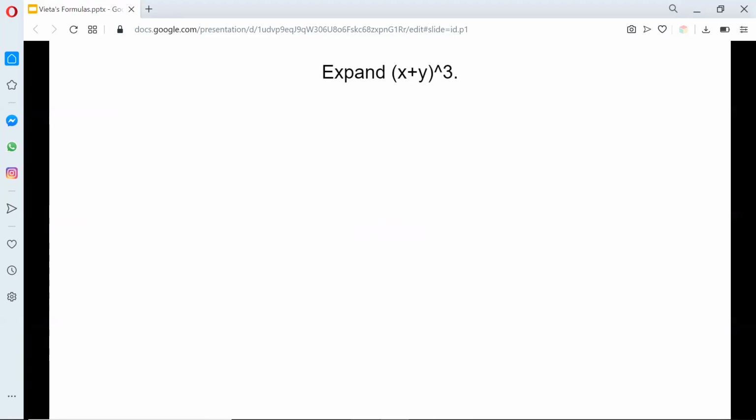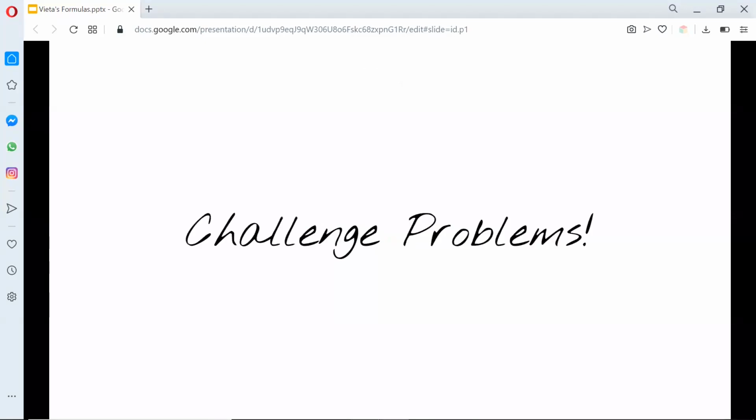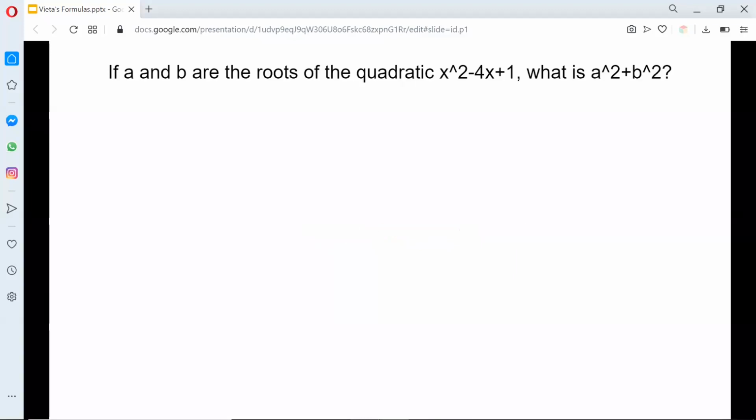So this is something you would use the binomial theorem for. And you get x cubed plus 3x squared y plus 3xy squared plus y cubed. And you'll notice that the coefficients 1, 3, 3, 1, the numbers in the beginning of each term, are actually a row in Pascal's triangle. So that's something interesting. There's challenge problems here. I'm not going to go over these, but if you have time, you can look at these.